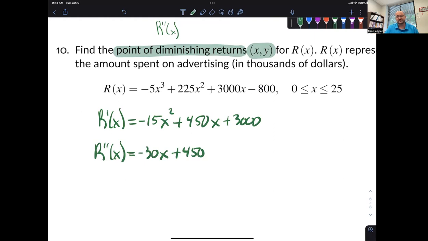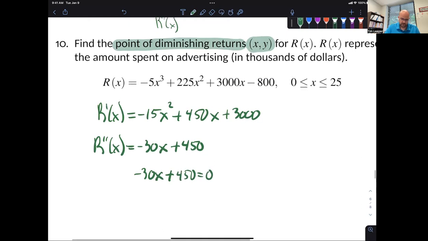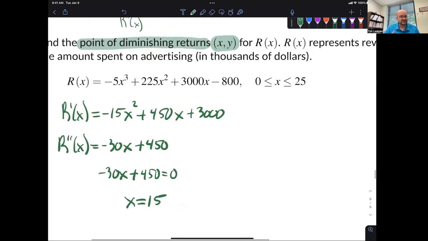Good. And because this is a polynomial, we need to go ahead and just find where the second derivative is equal to 0. So negative 30x plus 450 is equal to 0. So subtract the 450, divided by negative 30. That gives me x is equal to positive 15. Outstanding.